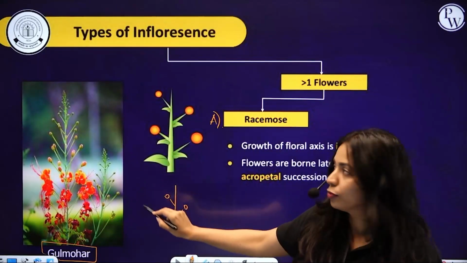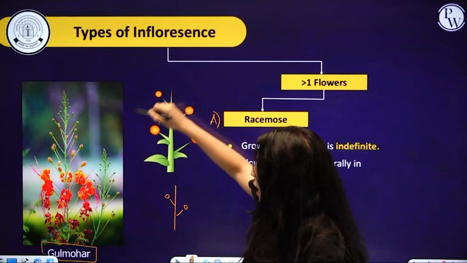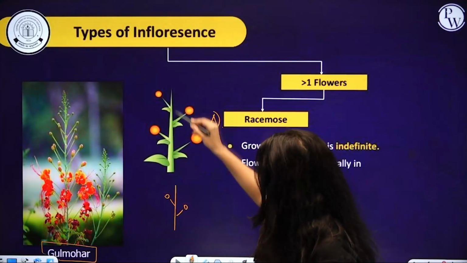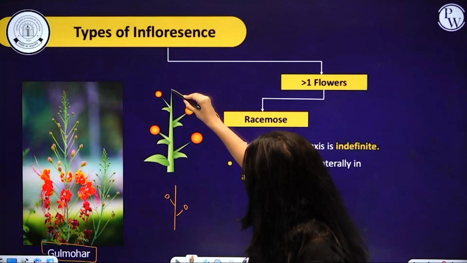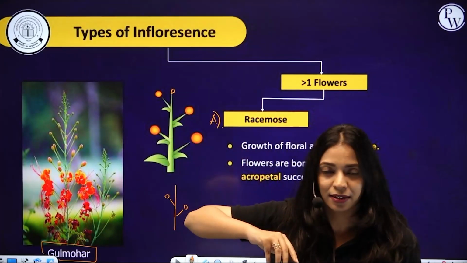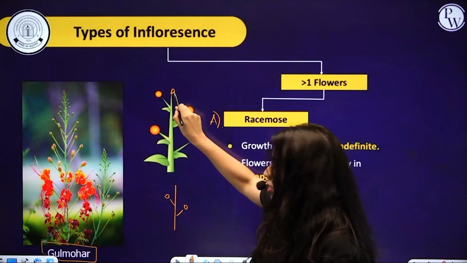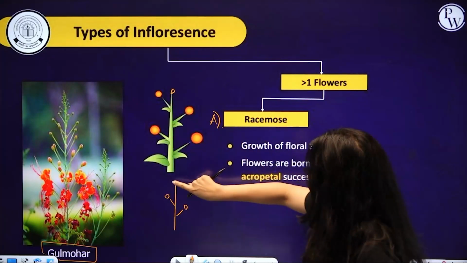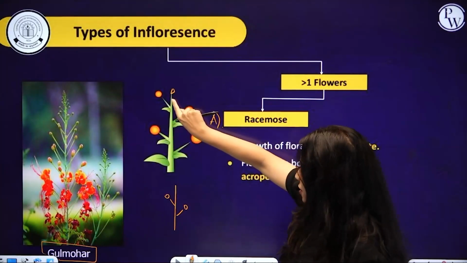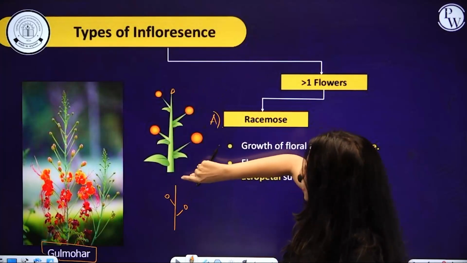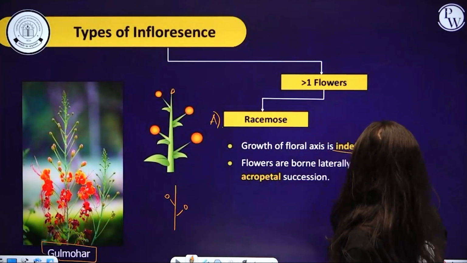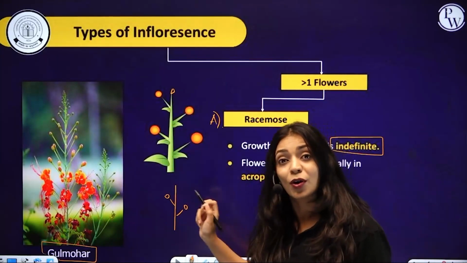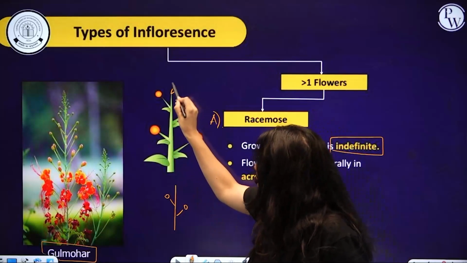If you look at the floral axis, at the tip of the floral axis, you do not see any flowers, right? So, since there are no flowers here, the shoot apical meristem is intact. Since there is meristematic tissue here at the tip, because it is not ending with a flower, we say that this type of floral axis can grow indefinitely. In this type of axis, growth is indefinite because the floral axis is not terminating with a flower.